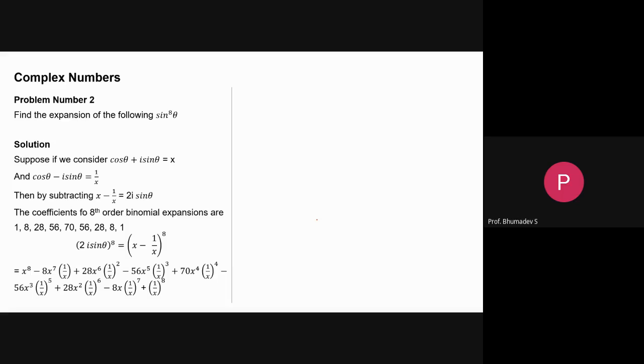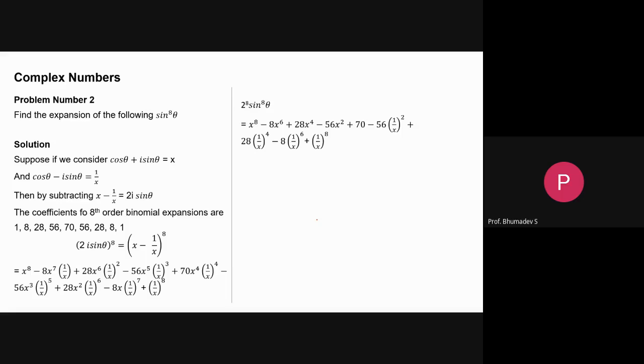So now, same way, x to the power of 8 minus will be coming, 8 into x to the power of 7 upon 1 upon x and so on. Same expansion as what we have seen in the previous sum. The same thing we are supposed to write it here. But plus minus sign will be alternatively coming because of the terms which we have within the bracket. The same way we are supposed to simplify it.